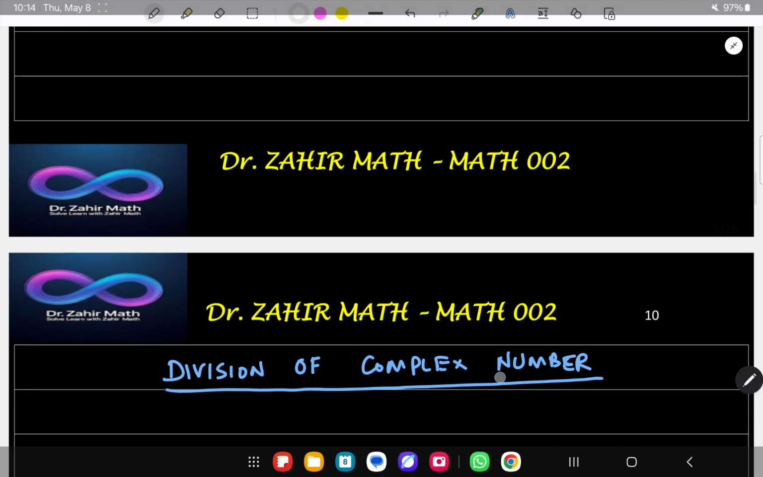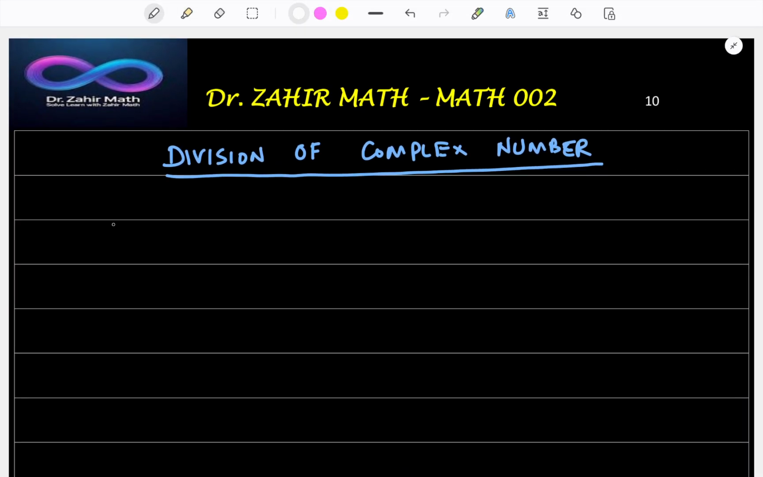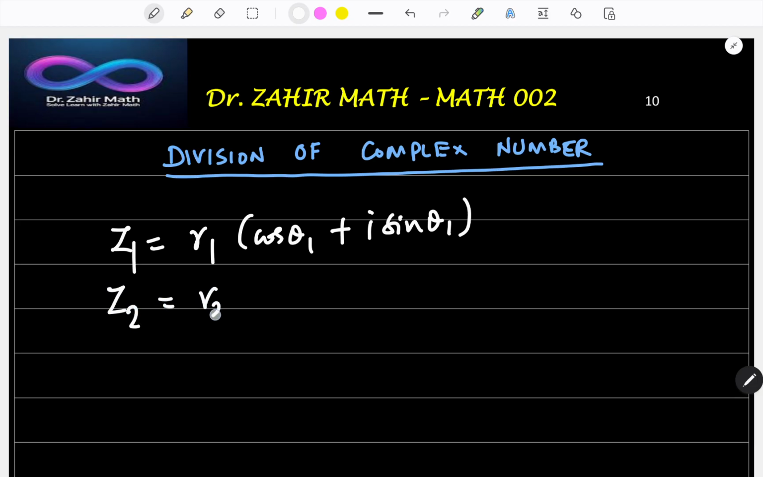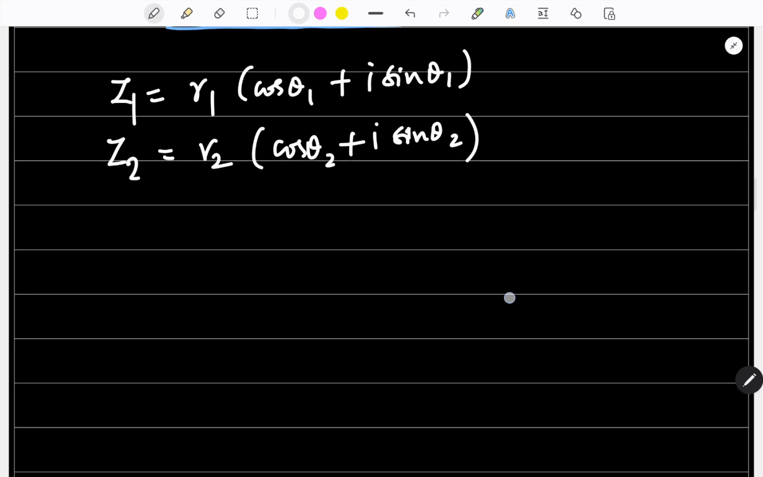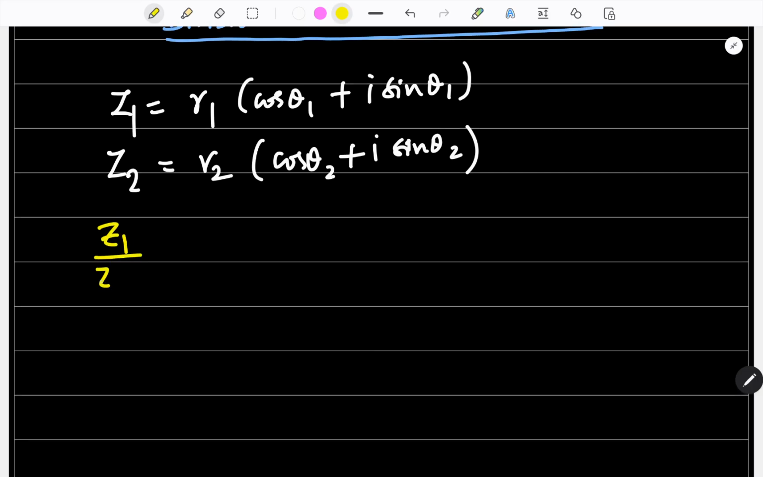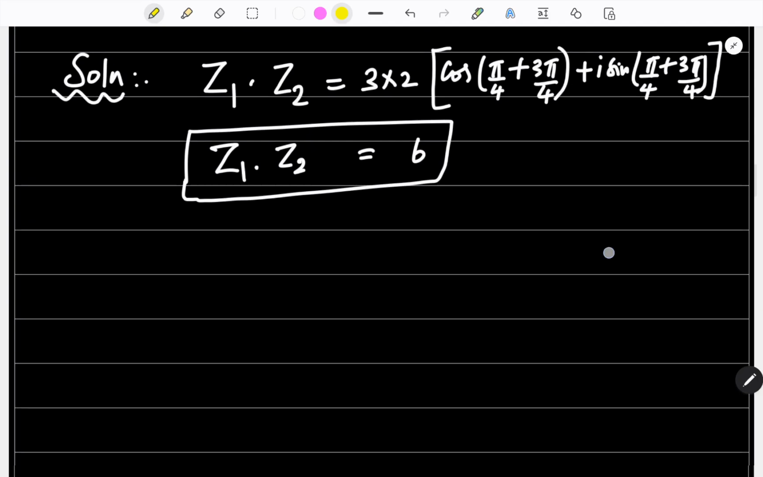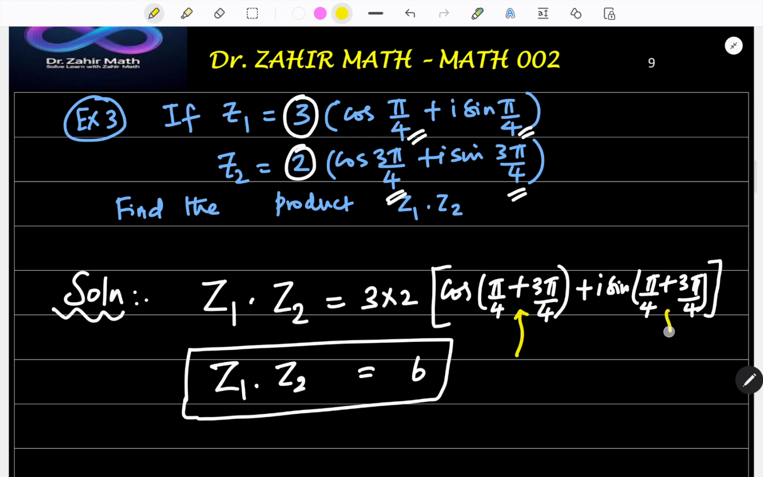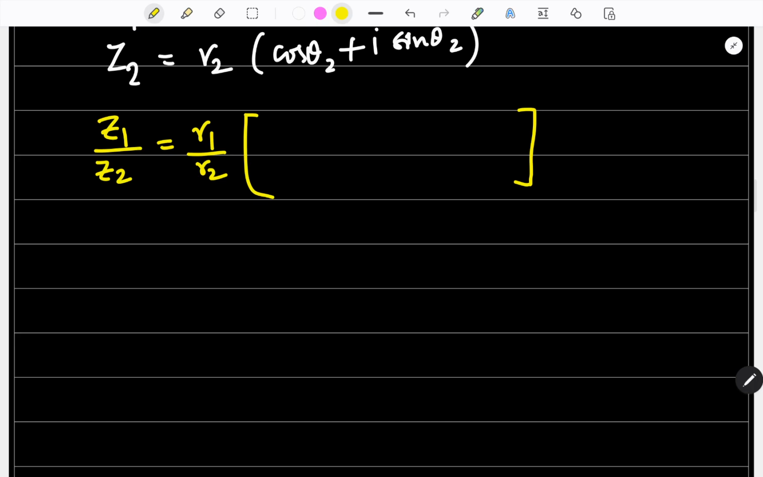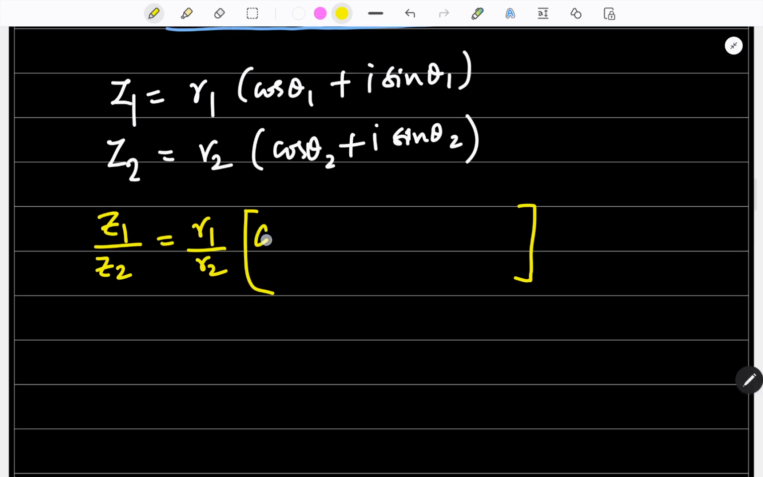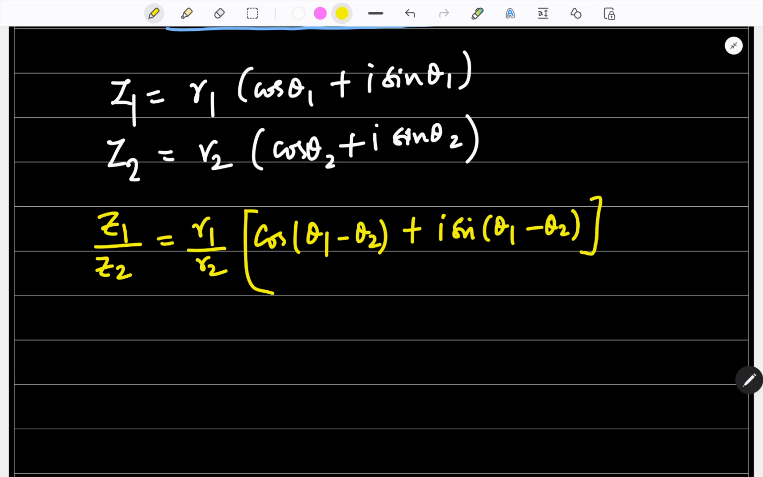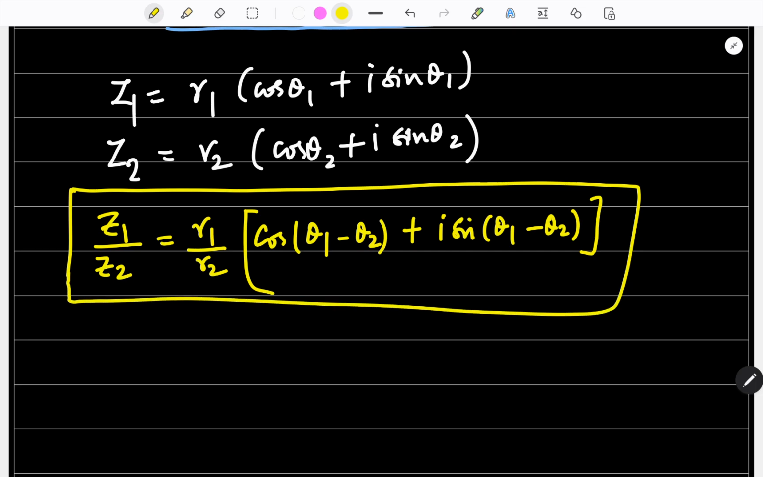Let's go to the next question. The next topic is division of complex numbers. What is the rule? Suppose I take one complex number Z1 equal to R1 cosine theta 1 plus i sine theta 1, and another complex number Z2 equal to R2 cosine theta 2 plus i sine theta 2. If I divide Z1 by Z2, R1 is divided by R2. But here there is a twist. In the previous multiplication, theta was added. In division, theta becomes negative: cosine of theta 1 minus theta 2 plus i sine of theta 1 minus theta 2. So this is the rule for division of two complex numbers. Understand?